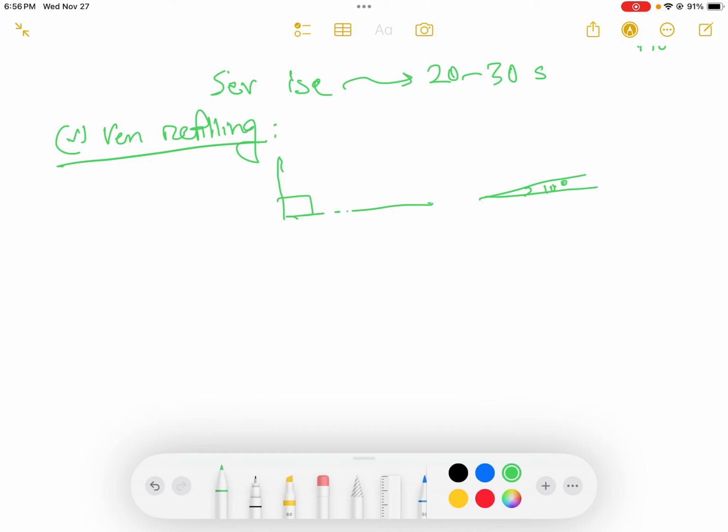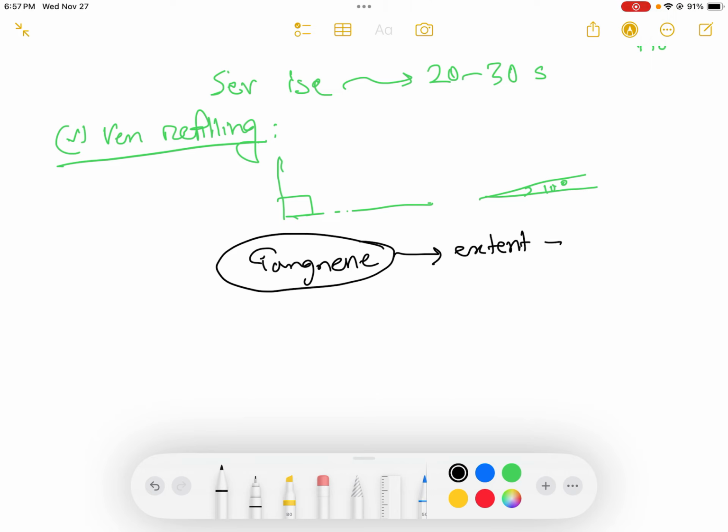In established gangrene, the following points are noted. Extent and color of the gangrenous area. This is important to ascertain the level of the arterial occlusion.